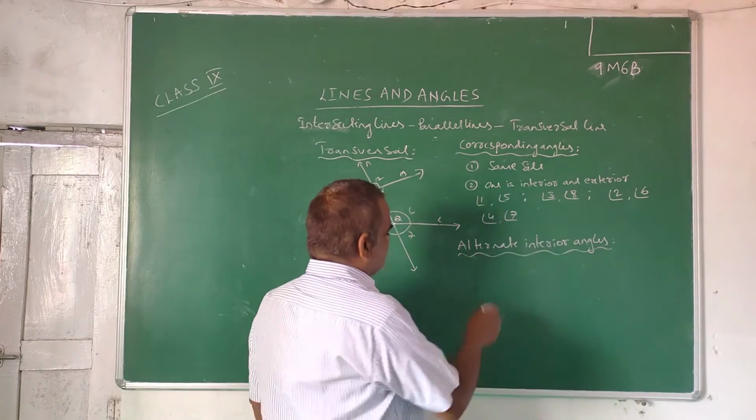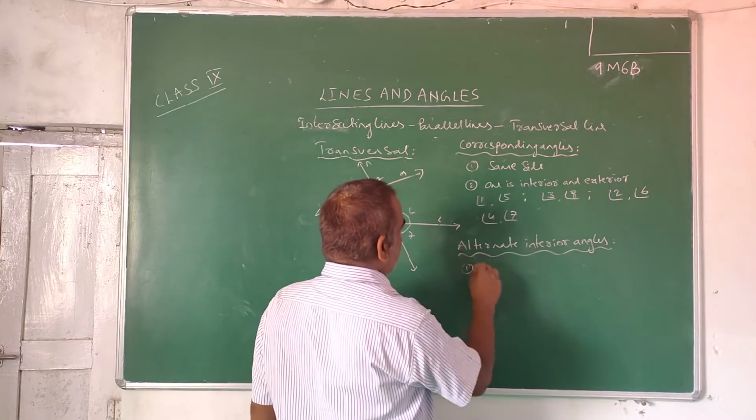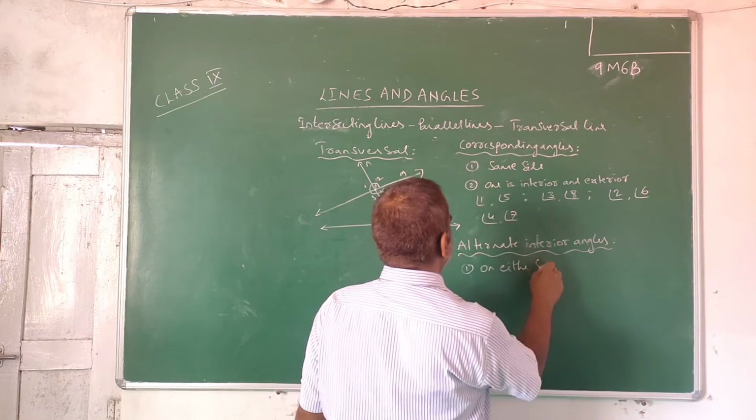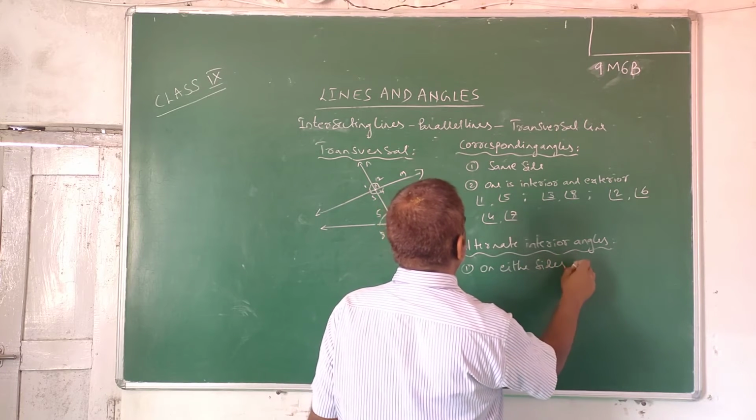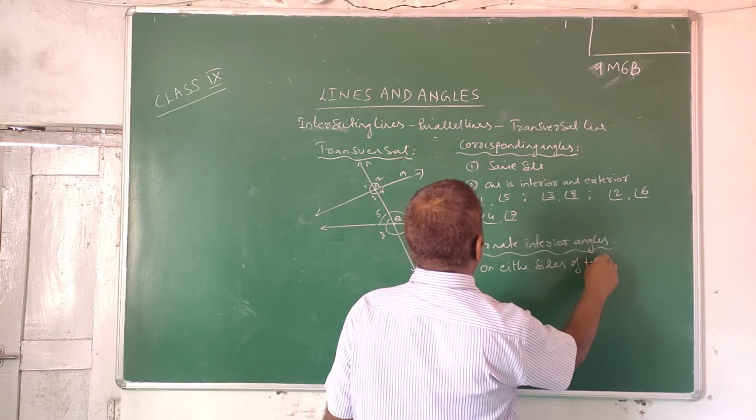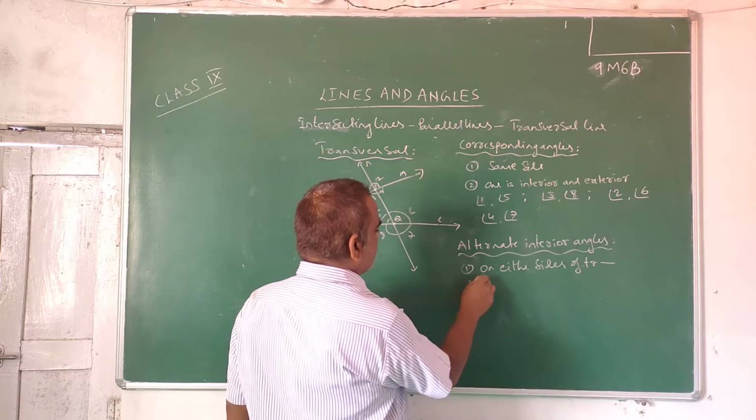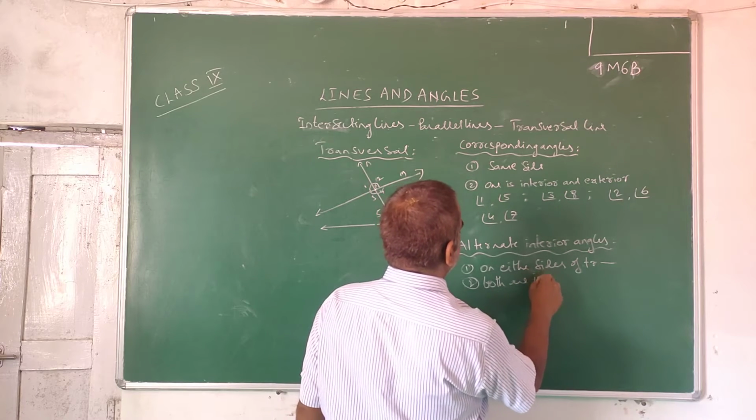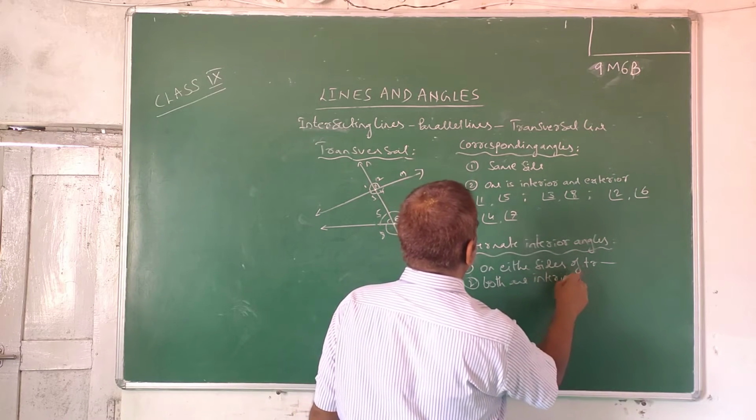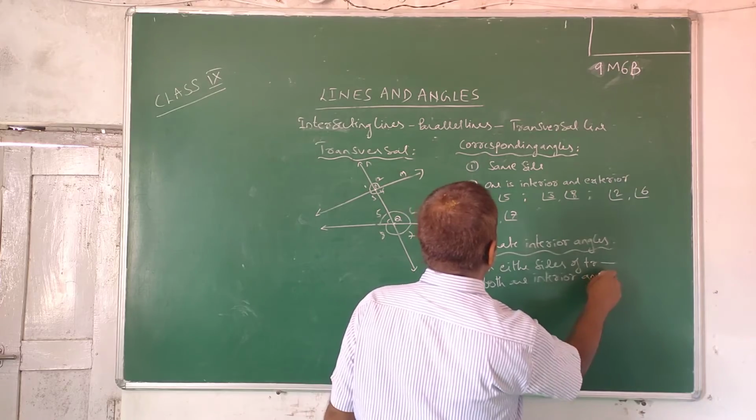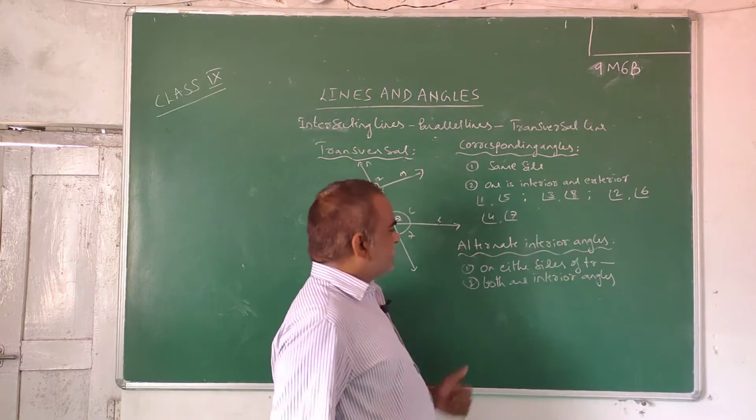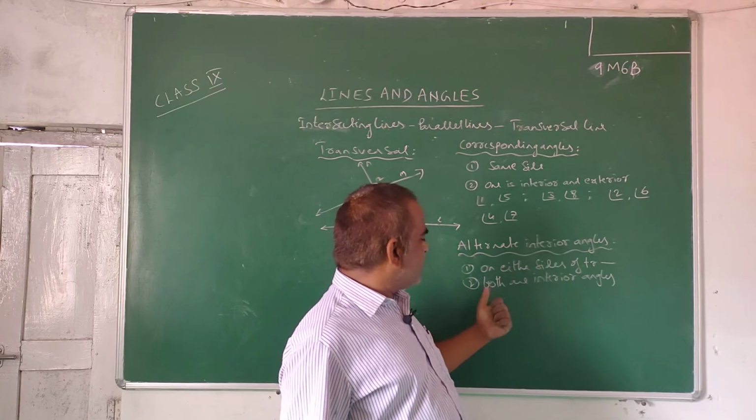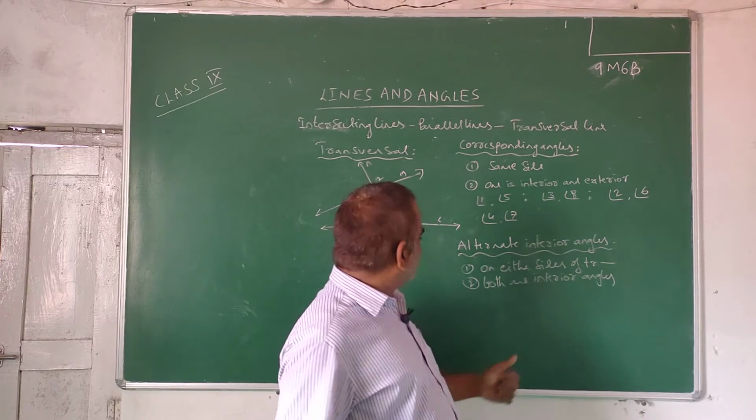Alternate interior angles means they should be on either sides of the transversal, and both are interior angles. So alternate interior angles means they should be on either sides of transversal, but both should be interior angles.